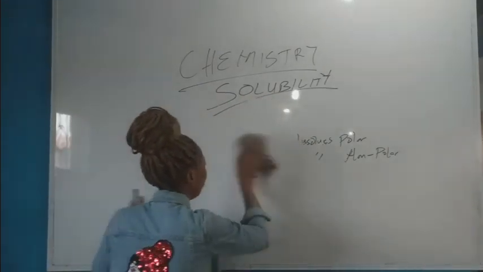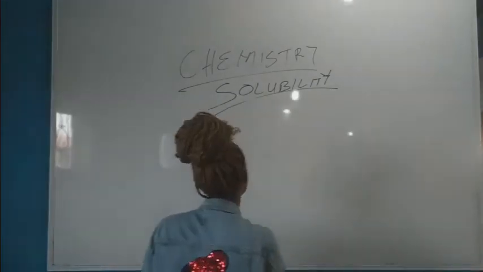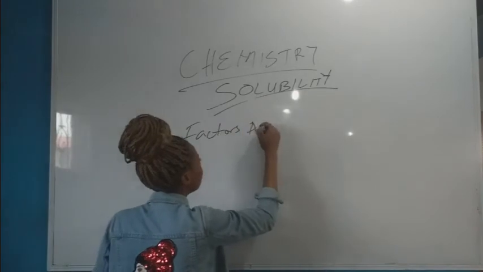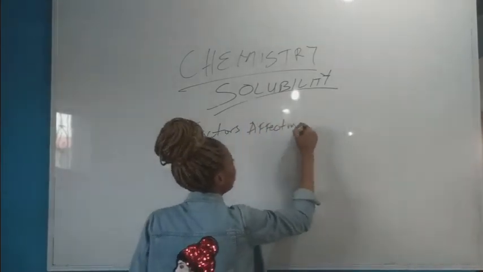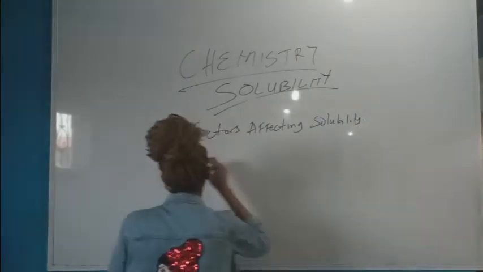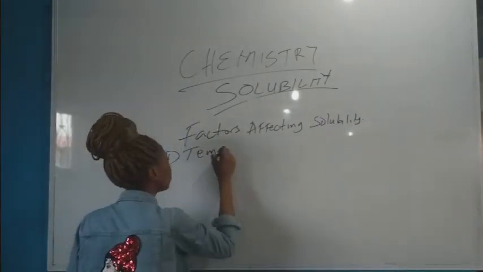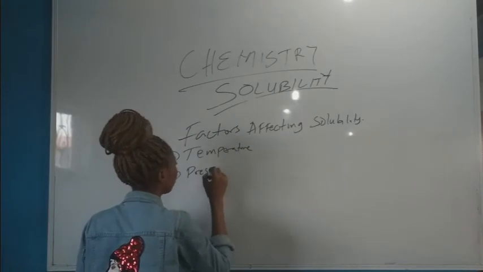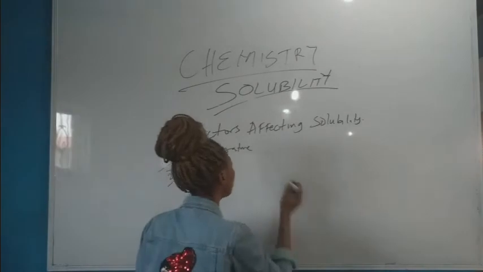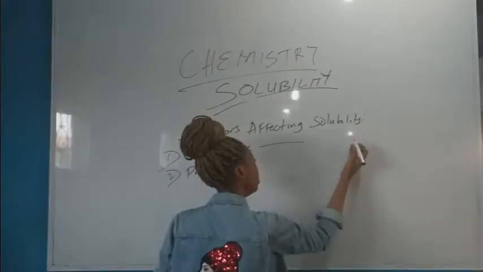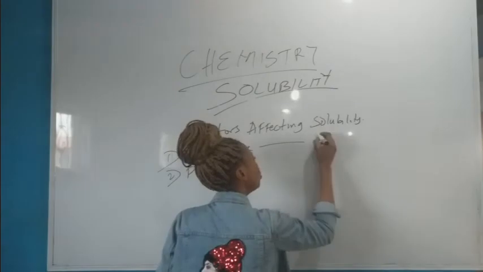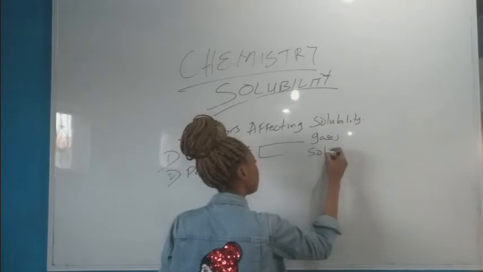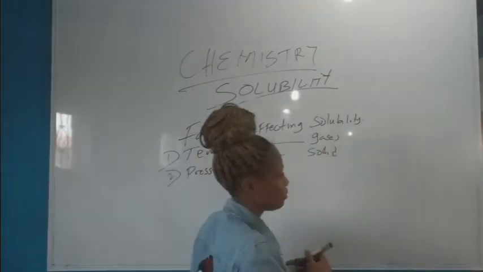So now let's move on to factors affecting solubility. We have one, factor of temperature, and another is what? Factor of pressure. So to be divided into two, the factor of temperature on gases and solids. So let's talk about gases first.